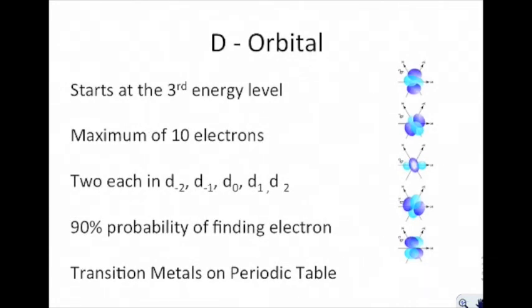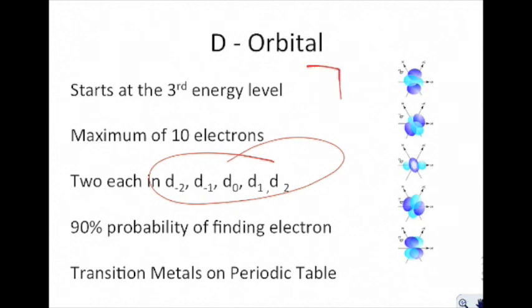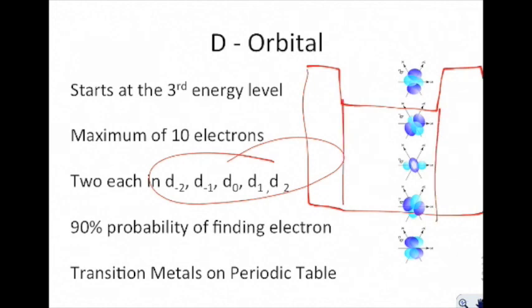So now we have the d orbital. The d orbital starts on the 3rd energy level. Even though it looks like it's the 4th one on the periodic table, it's the 3rd energy level. It can hold a maximum of 10 electrons. And it represents the transition metals on the periodic table. So when you have the periodic table, you've got your s, you've got your p. This middle section represents your d orbitals.